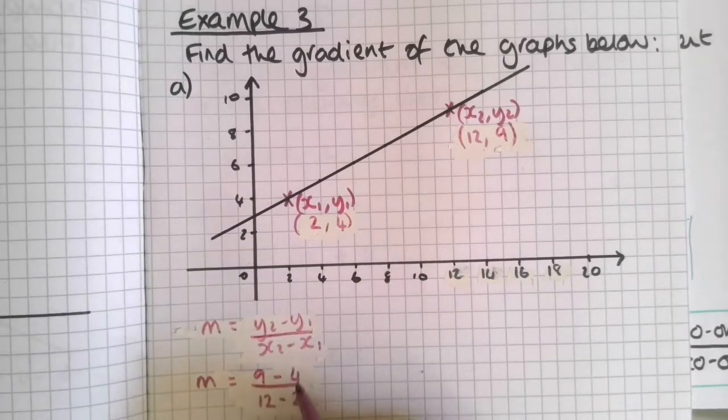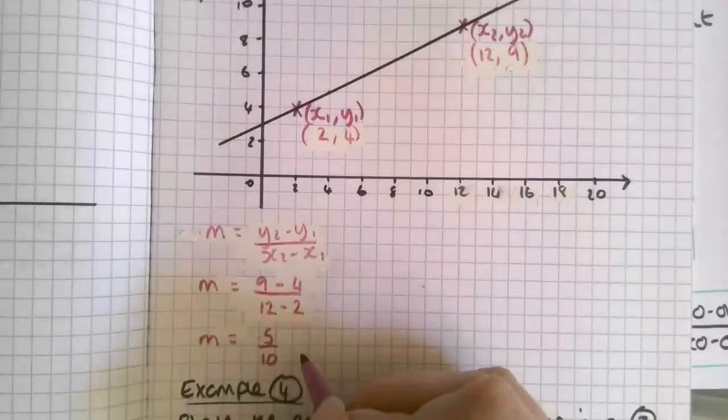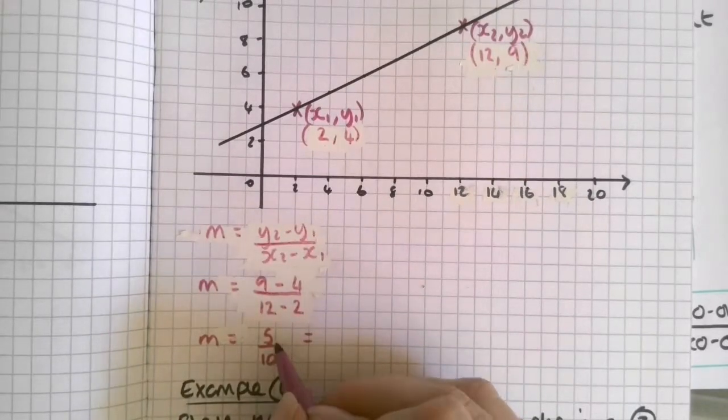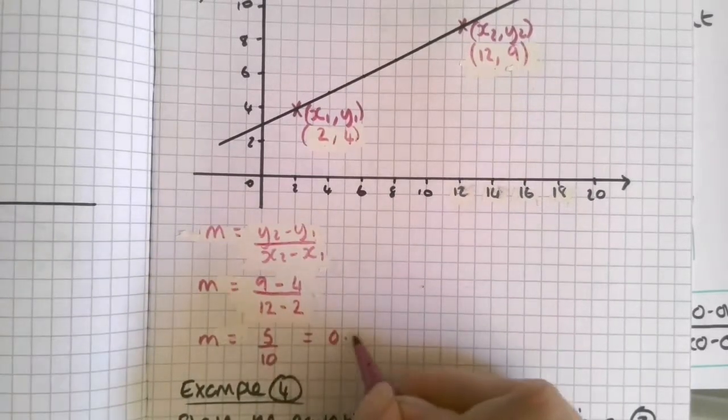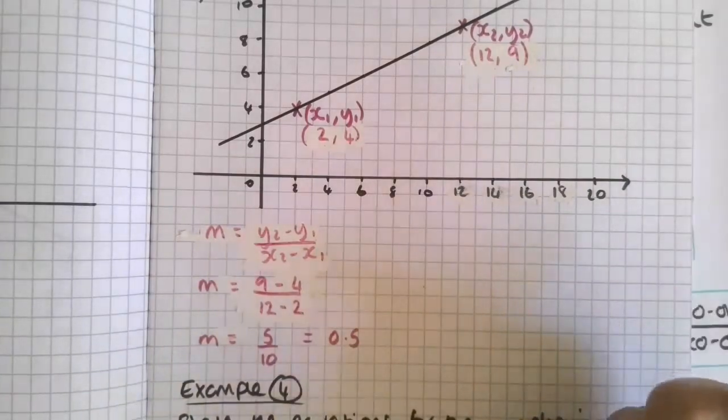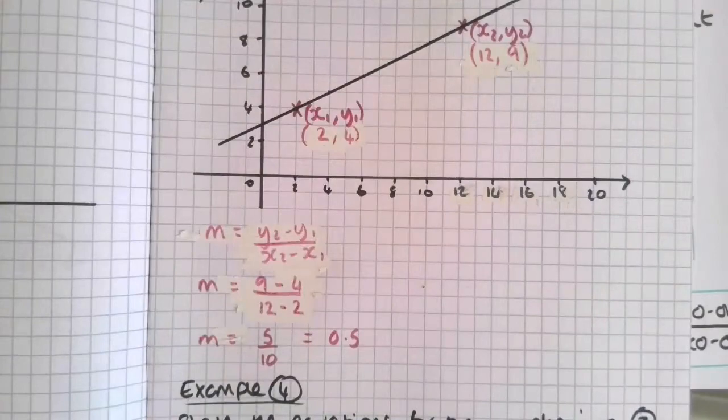So 9 take away 4 is 5. 12 take away 2 is 10. I've run out of room here, so I'm going to have to work across here, but 5 over 10 is a half, or 0.5, or a half, either one is fine. Okay, now that's the first method.